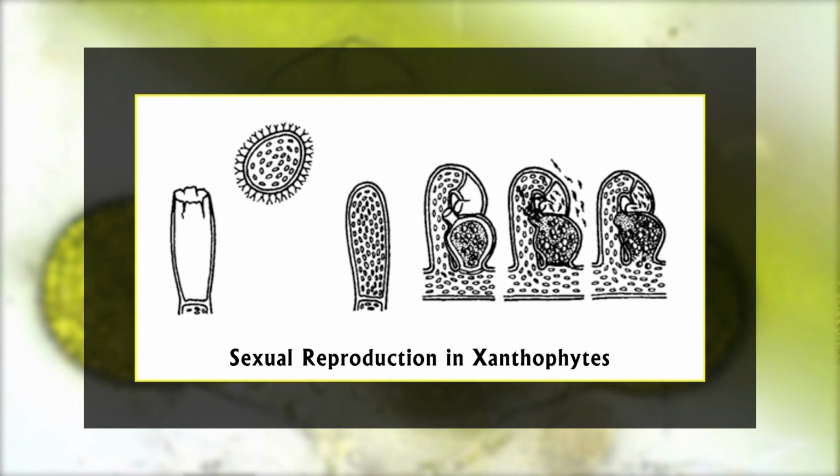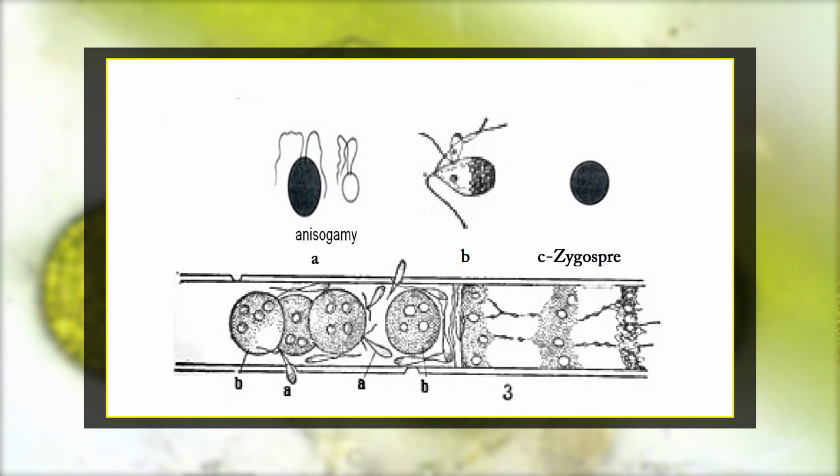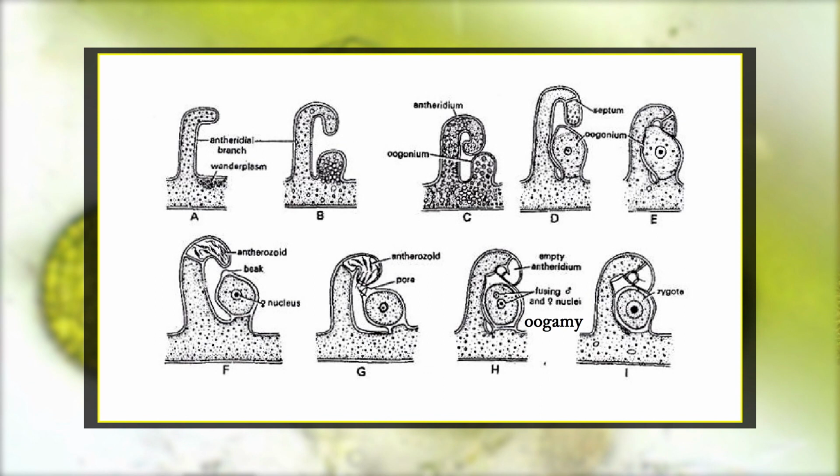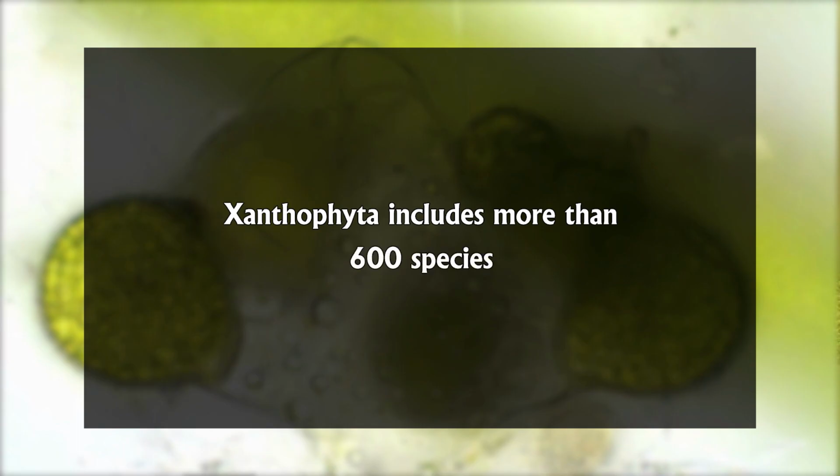Sexual reproduction, though rare, may be isogamous, anisogamous, or oogamous. Sexual reproduction occurs with the help of specialized sex organs. Isogamy and anisogamy are found in Botrydium. The division Xanthophyta includes more than 600 species.